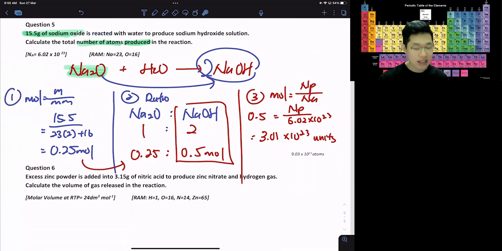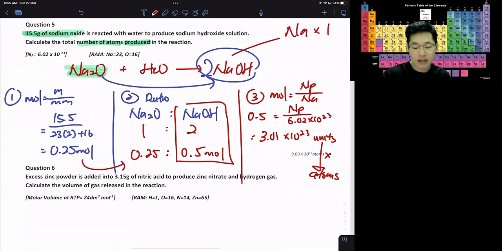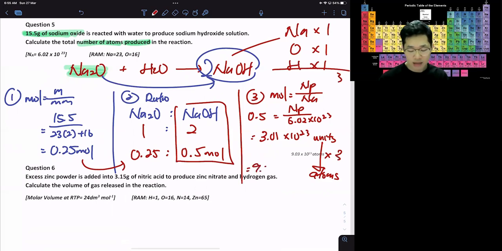The question wants atoms, so I have to convert further, from bigger to smaller unit, times. How many atoms can be found? Na 1, O 1, H 1, so a total of 3 atoms. Times 3 to get 9.03 times 10 to the power of 23 atoms. So that's how we do it.